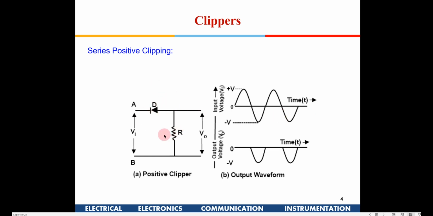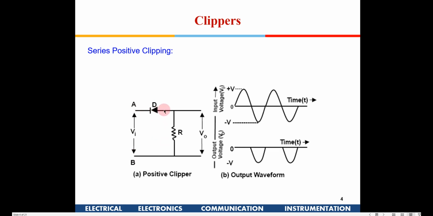So here is the first circuit which we are going to discuss, which is known as series positive clipping. Here positive clipping means the positive portion of the input signal will be clipped to 0 in this case. If you see here, the diode is placed with the cathode towards the input. During the positive half cycle, this diode will not conduct, and hence there won't be any output, whereas in the negative half cycle this diode conducts, so it will act like a closed switch.